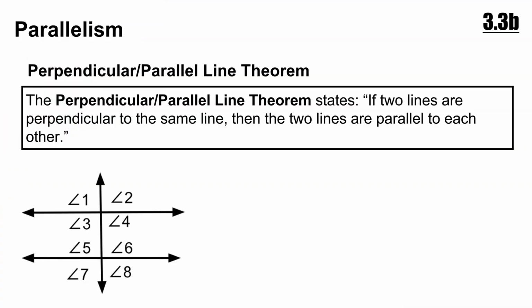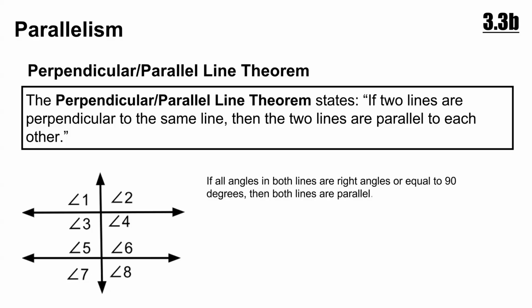The perpendicular/parallel line theorem states, if two lines are perpendicular to the same line, then the two lines are parallel to each other. If all angles in both lines are right angles or equal to 90 degrees, then both lines are parallel.